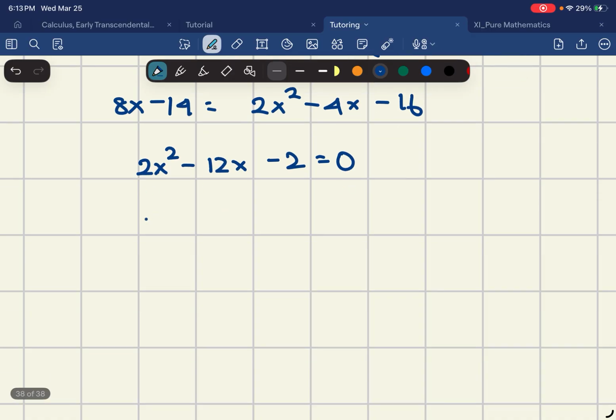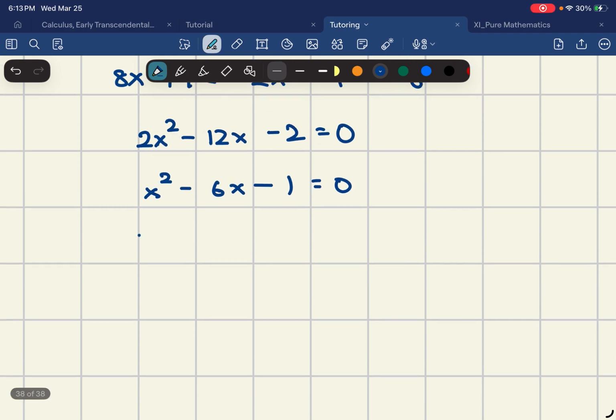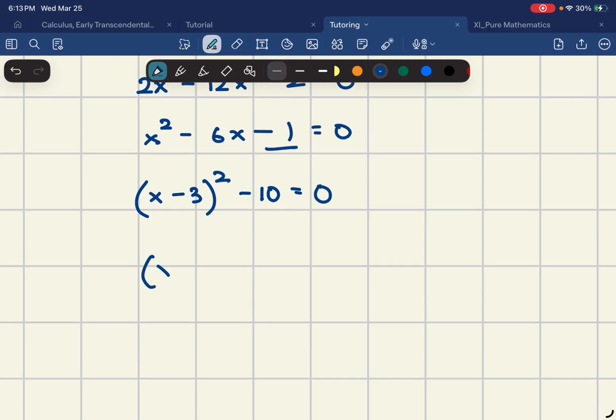And if I divide by 2, I get x squared minus 6x minus 1 is equal to 0. And now I can complete the square. So I can write this as x minus 3 squared, right? X squared, I copy the sign from my x term, and 6 divided by 2 is 3. So x minus 3 squared, and then I have plus 9. So I need to subtract 10, right? Plus 9 minus 10 gives me negative 1.